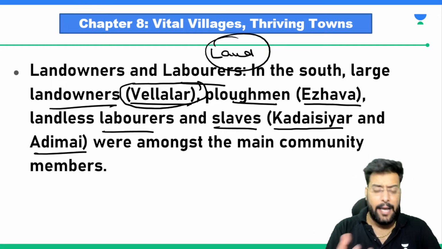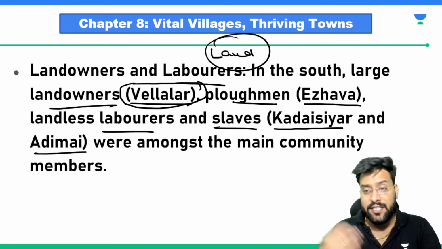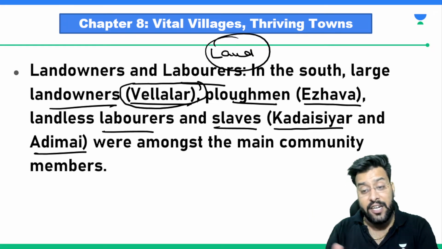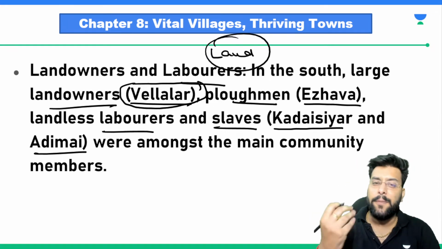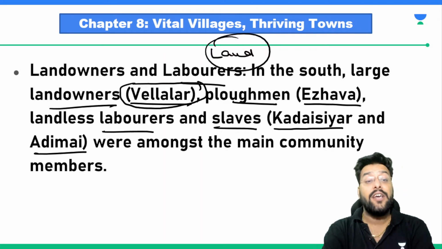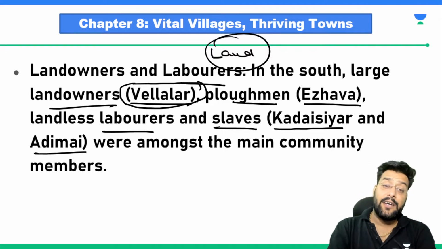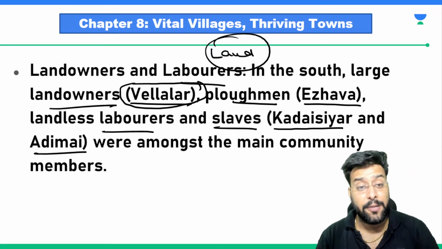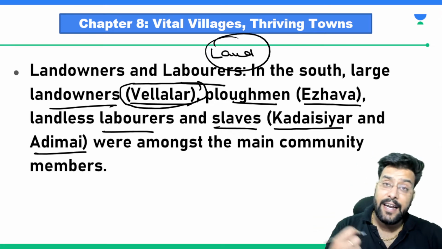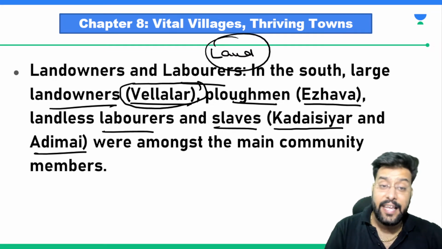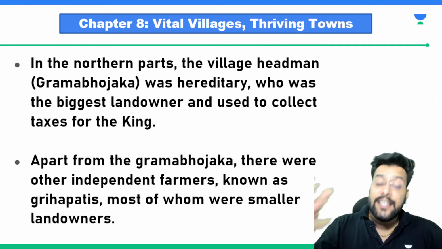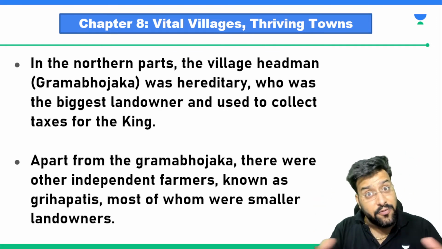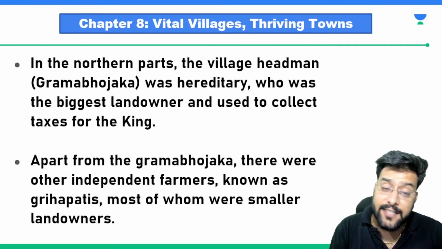My pronunciation may be different, and those who belong to southern India may know the pronunciation in a better way, but these are the terms we need to remember, because it would be a very obvious question in examination sometime. They will give you one of the terms and ask what was the meaning of this term. So we need to remember, Kadaisiyar were the landless laborers, Adimai were the slaves, Velalar were large landowners, Izava was the plowman in southern India. Simultaneously, in northern India also we had certain people and certain titles.